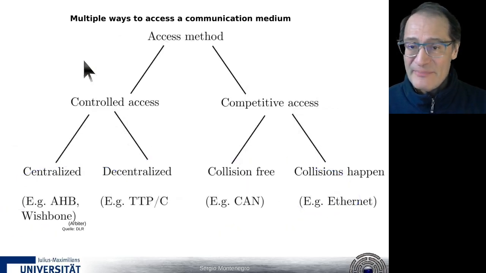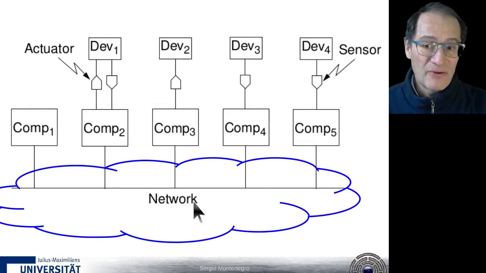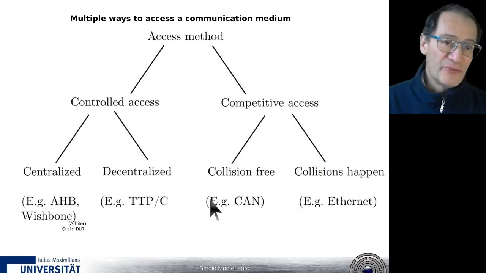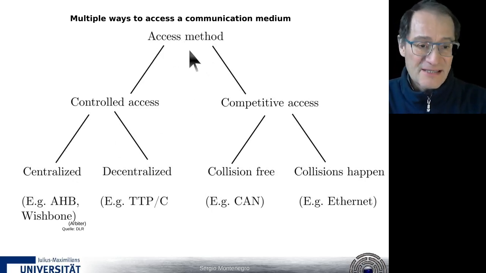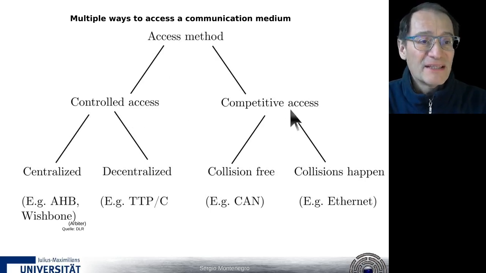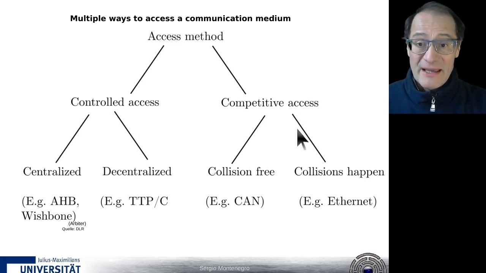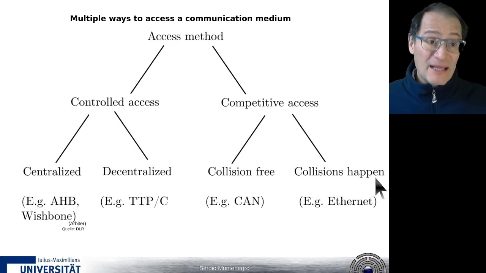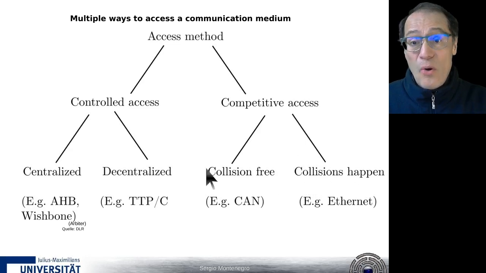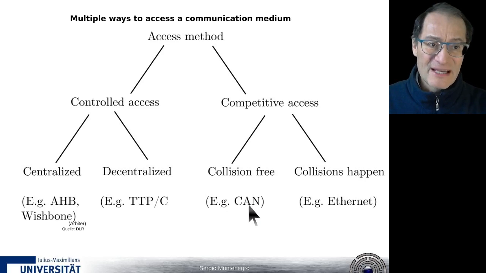Now let's see, we have different computers and we have this network, a common access. What shall we do? We have different ways to access the medium. This is the tree of access methods. We have controlled access, or competitive access: just try and try until you are able to get the message. From competitive access, we have two ways. Collision happens, so you try, maybe there is a collision, then you have to try again. Or collision free, which is a very clever idea from the CAN bus, which I'm going to explain later.